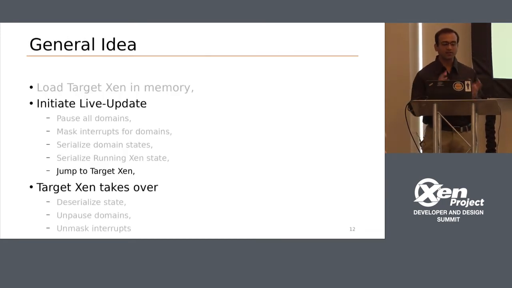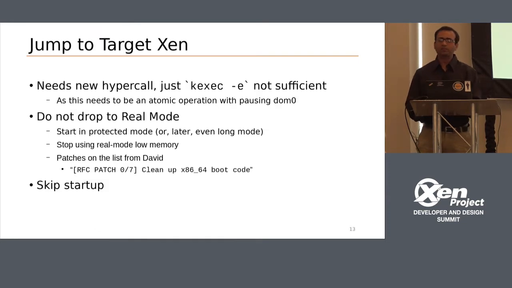And let's look at the other part of kexec, which is to jump to the target Xen and the target Xen taking over. This operation needs a new hypercall. It cannot really just be a simple kexec-e execution. And this is mainly because this operation needs to be atomic with pausing of DOM0 and passing on control to the new hypervisor.